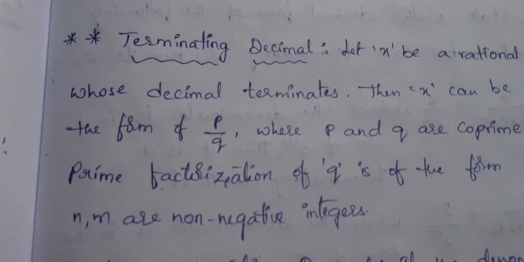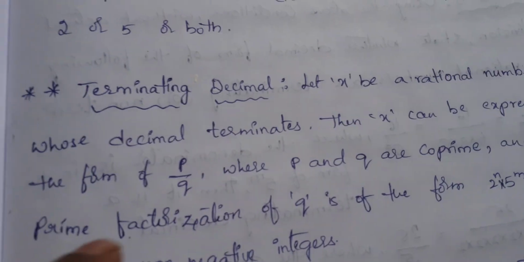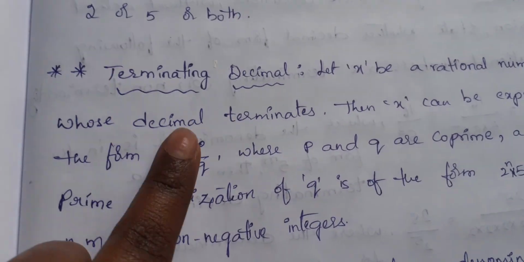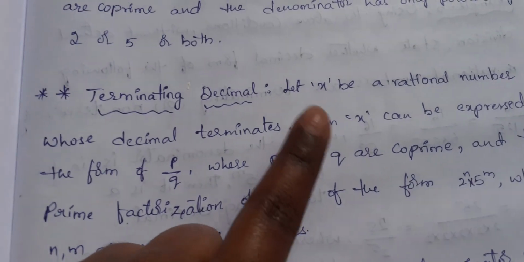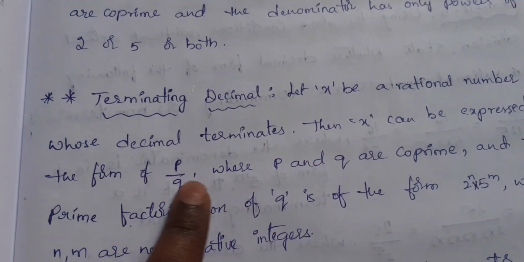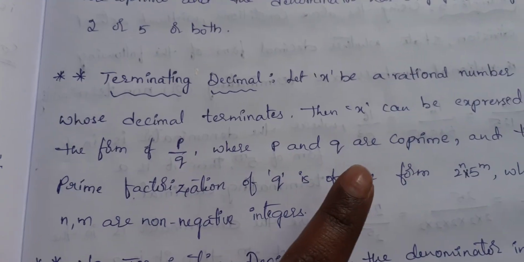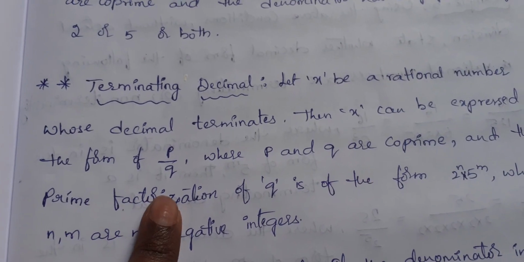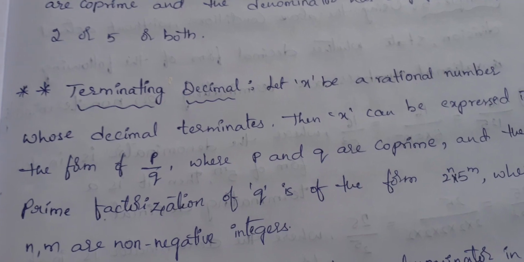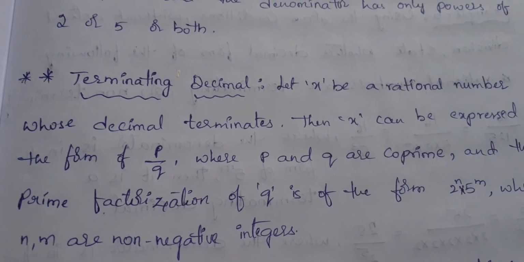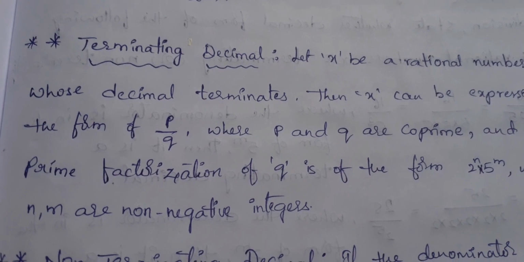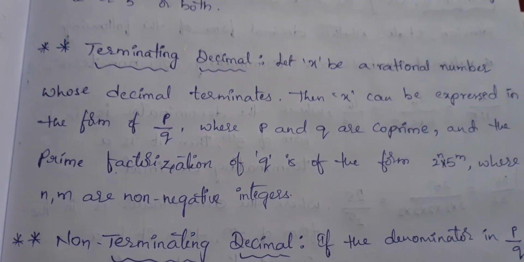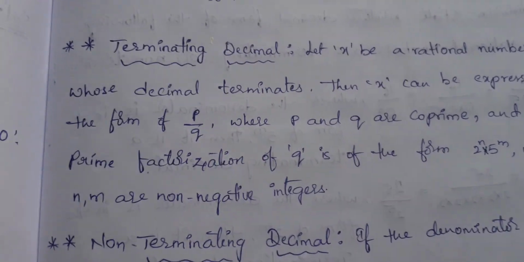Okay, so the topic I am going to explain is terminating decimals. Let x be a rational number whose decimal terminates, then x can be expressed in the form p by q, where p and q are co-prime, and the prime factorization of q is of the form 2 power n into 5 power m, where n and m are non-negative integers.